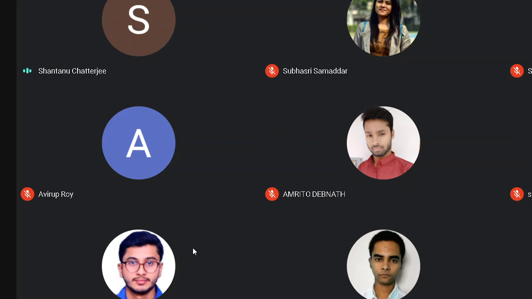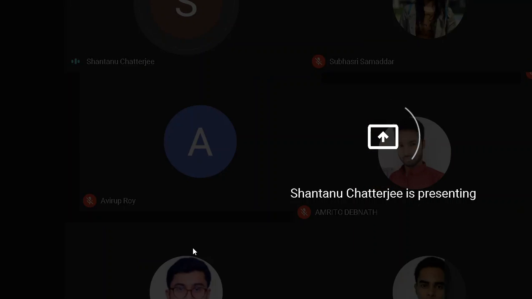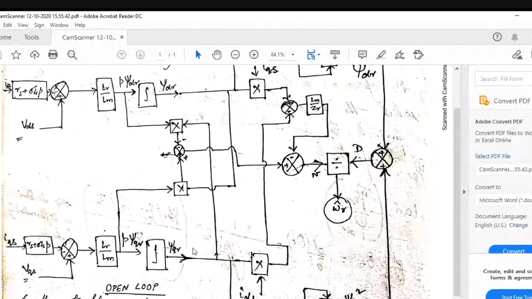Now observe this block diagram. Here this one is IDS, this one is VDS, and in between this one is minus and this one is plus. So ultimately from this part, VGS minus IDS into RS plus sigma LSP, multiplied by LM by LR, is equal to P phi TR. Likewise, here you can derive the expression of P phi QR also.